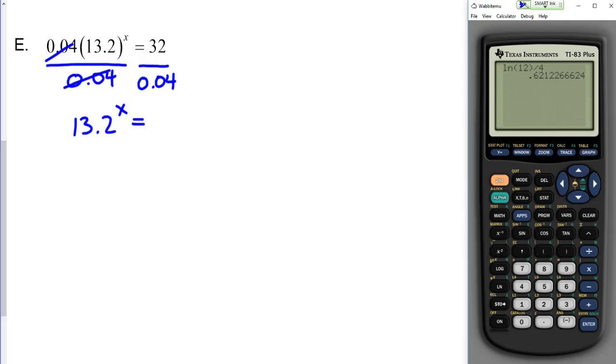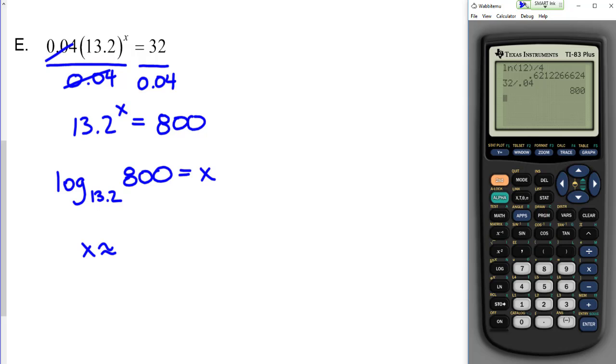I'll just grab the calculator and see what that is. So 32 divided by 0.04, 800. Okay, now to solve this, since it's just a simple exponential, I think I'll just switch it into logarithmic form. So it would be log base 13.2 of 800 is equal to that exponent of x. So all I need to do then is just approximate what that would be on the calculator.